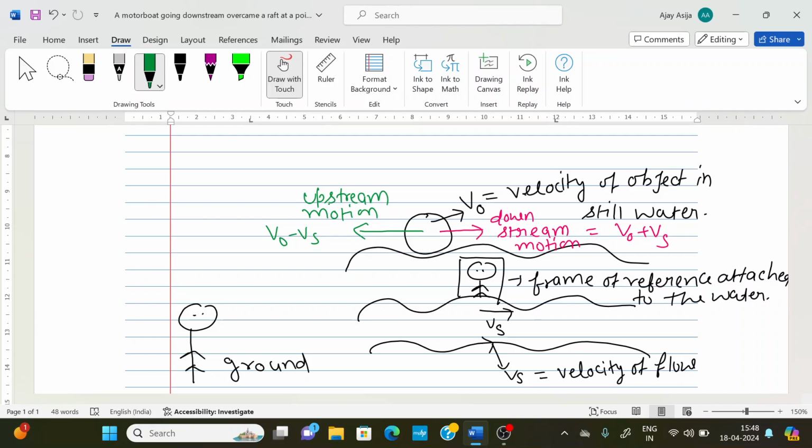I hope you have understood all these terms, because these terms are very important to solve such kind of problems. So you should have better understanding of these terms. And the terms velocity of object in still water, velocity of object for downstream motion, velocity of object for upstream motion. Now let us draw the picture of problem.